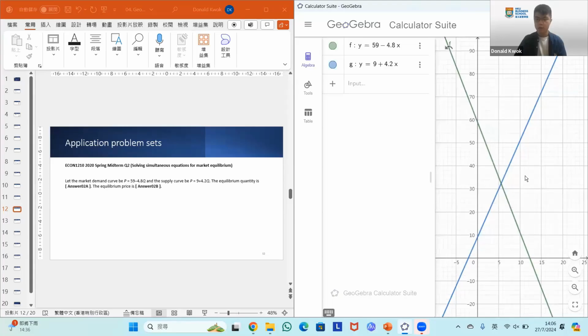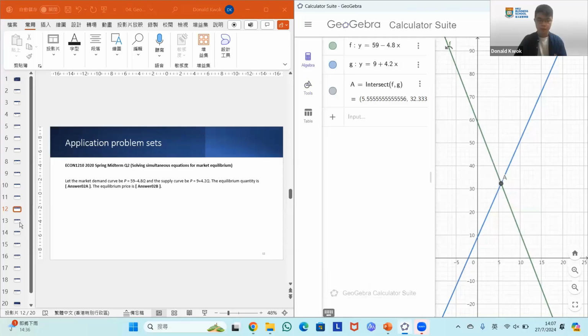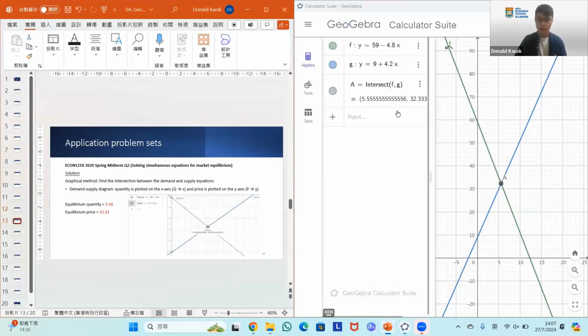Okay, so here the intersection point between demand and supply would be the equilibrium point. We can just click the intersect function under tools to find the intersection point between the two lines. Finally, we have the equilibrium quantity is 5.56 because the x-coordinate is represented in quantity. And we have the equilibrium price is 33.33 because the y-coordinate is representing the price. So this is how we can quickly solve this problem.